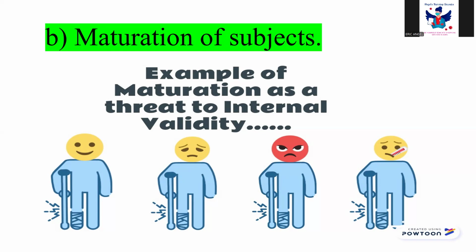For example, a researcher is interested in assessing the effect of a particular nutritional protocol on the weight and height of malnourished children. If this experiment is conducted for a very long period, it is difficult to make out whether the effect on weight and height is due to maturation or nutritional protocol.